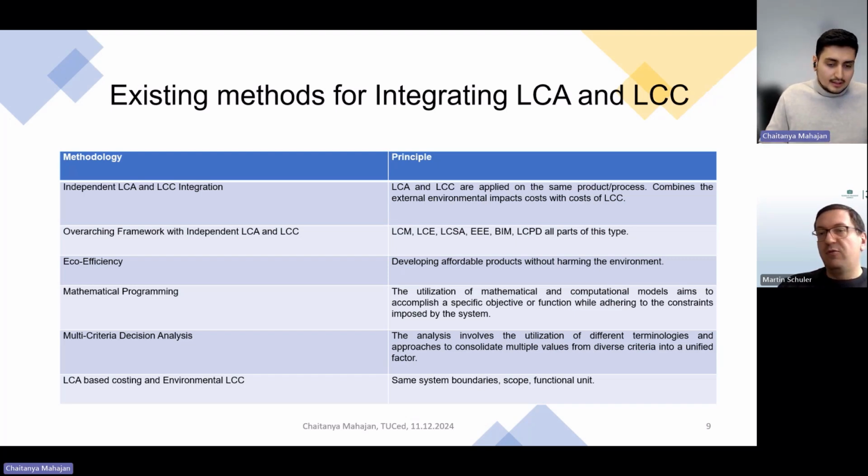And the last is an environmental life cycle costing. It is based on using the same system boundaries for both studies, using the same functional unit and the same scope.